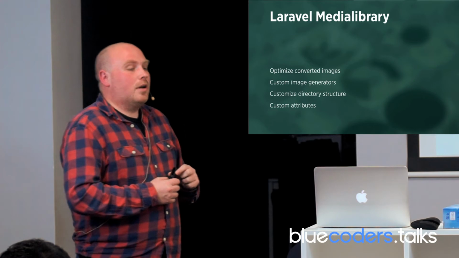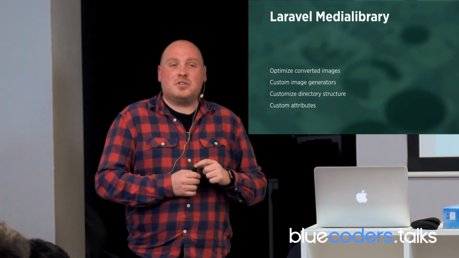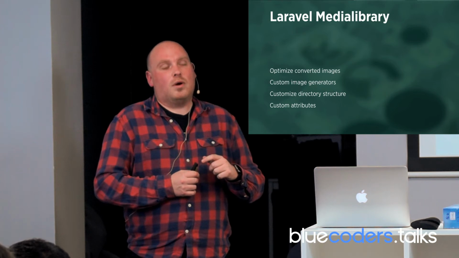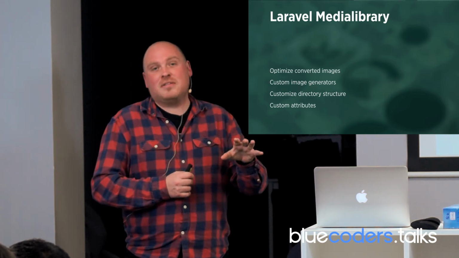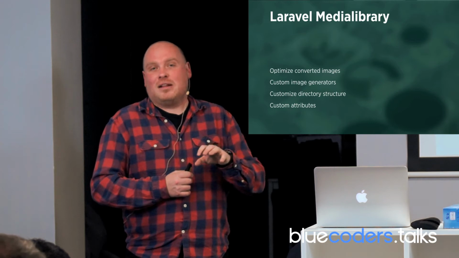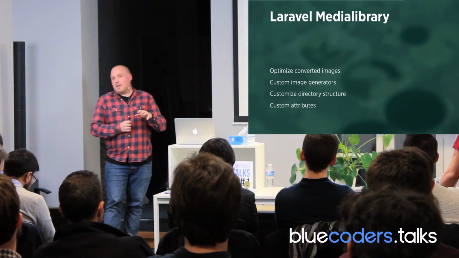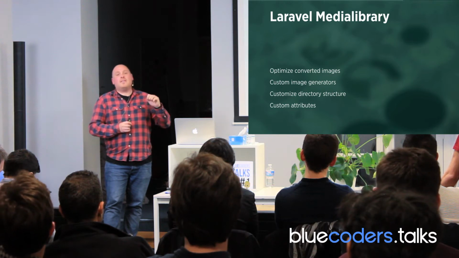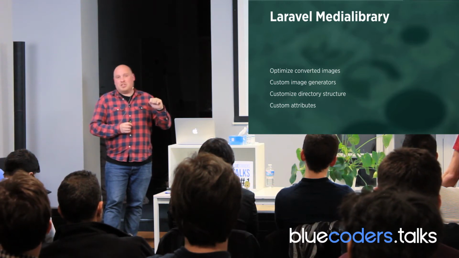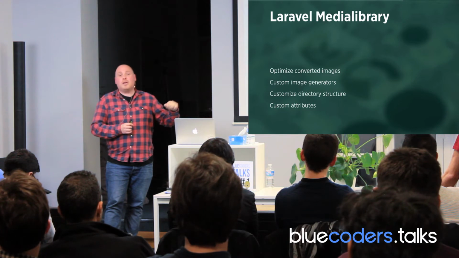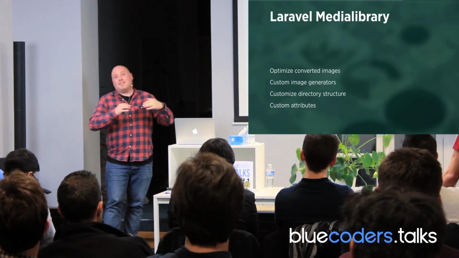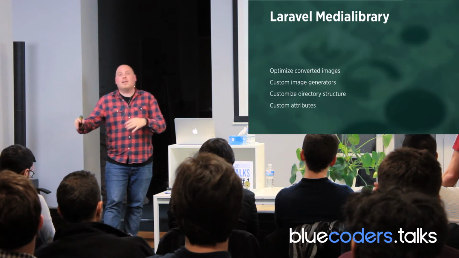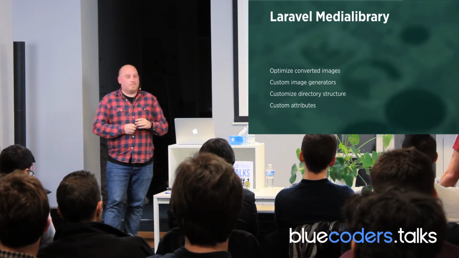There's also support for custom image generators. So imagine that you upload a PowerPoint presentation and you want to have a thumbnail out of that. Now, out of the box, the media library doesn't help you with that, but you can easily write an image generator and plug it into the media library, where you get that PowerPoint file and just try to make your image your thumbnail, and then the media library can use that.